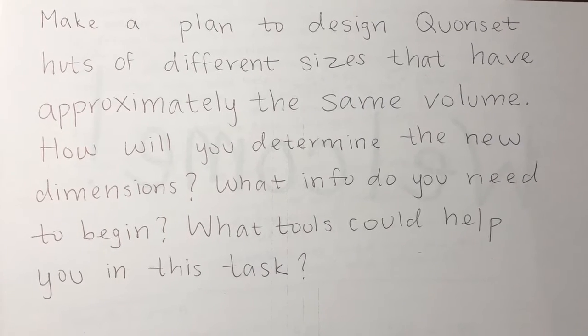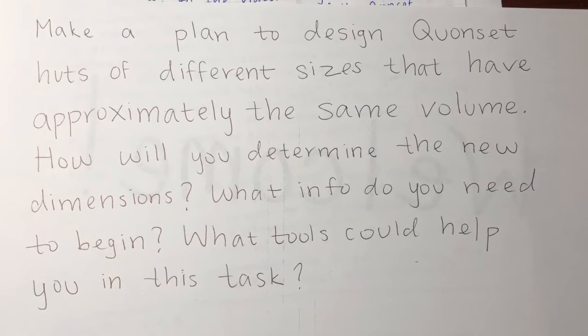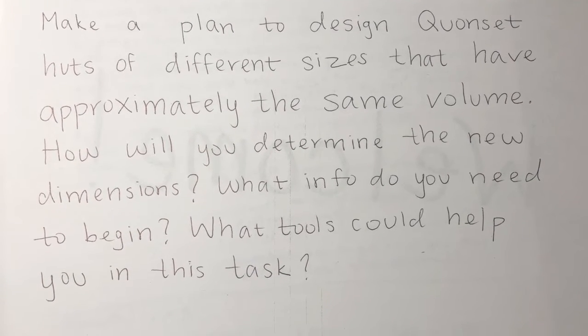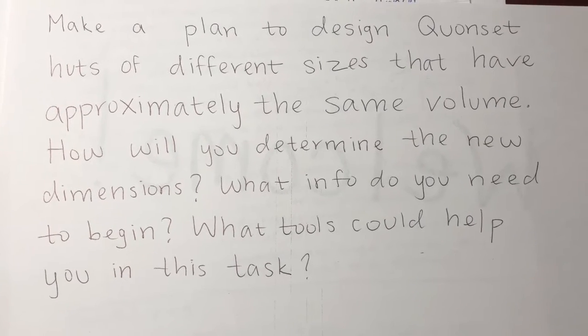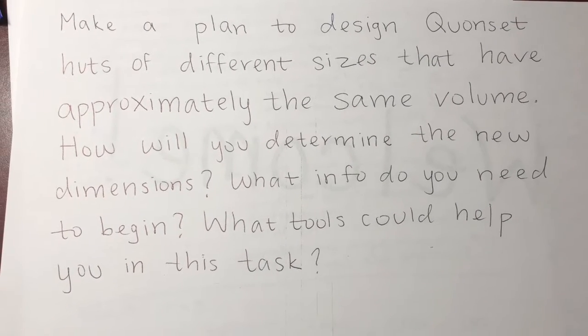The question asks us to make a plan to design Quonset huts of different sizes that have approximately the same volume. How will you determine the new dimensions? What info do you need to begin? What tools could help you in this task?